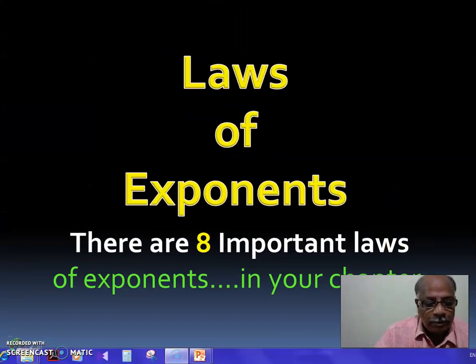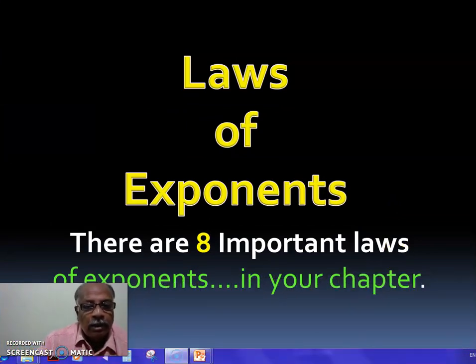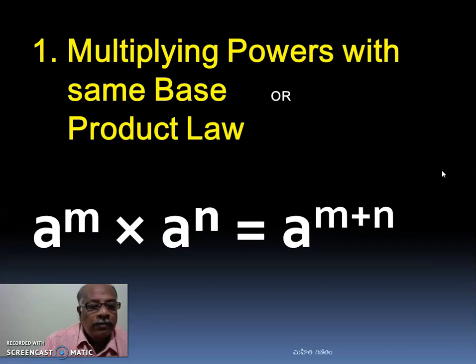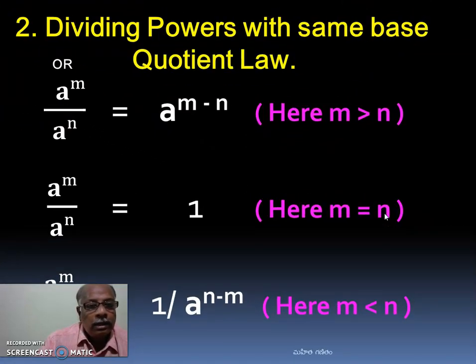Now, laws of exponents. There are 8 important laws of exponents in our chapter. First law, multiplying powers with same base or product law. a^m × a^n = a^(m+n). Second law, dividing powers with the same base or quotient law. a^m by a^n.